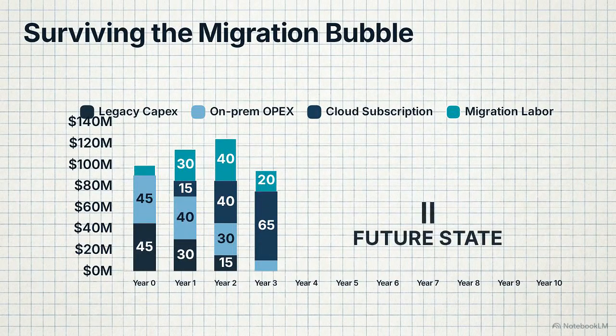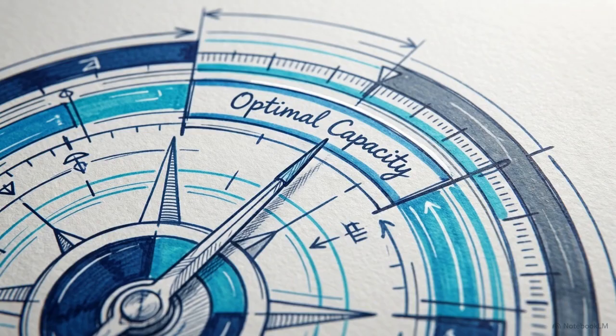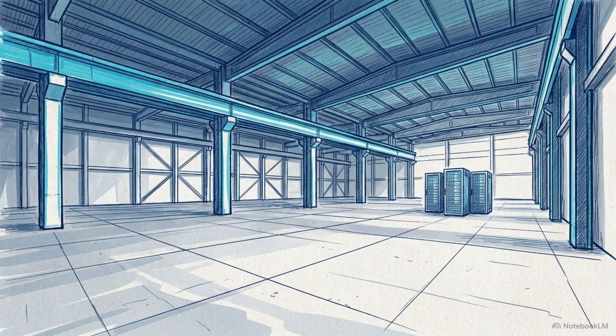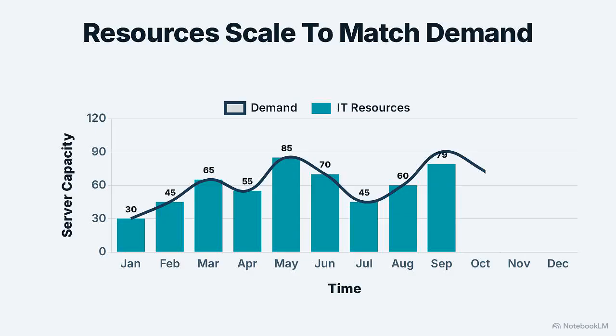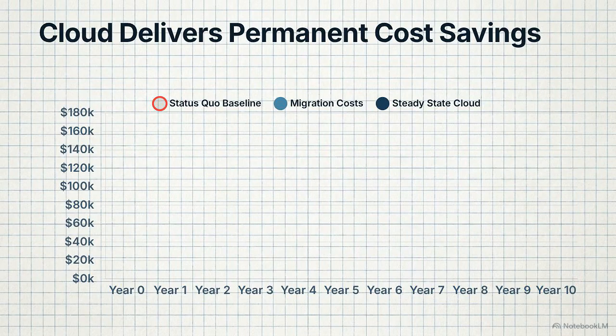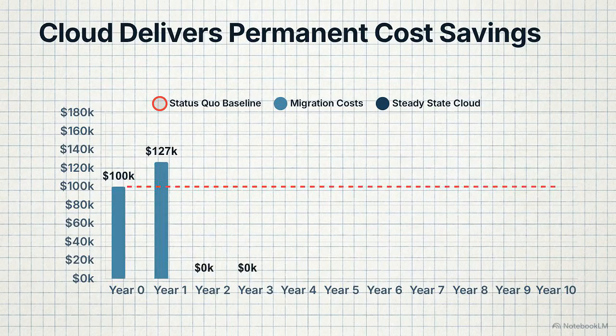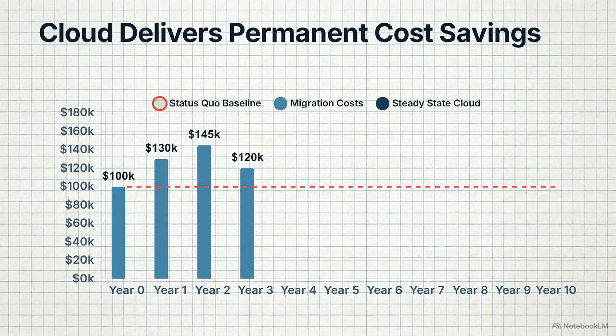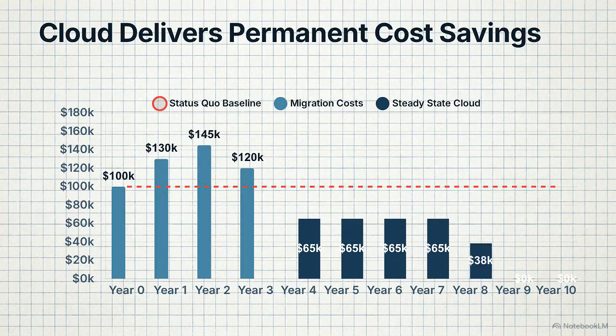So, what happens from year 4 onward, once the migration labor is finished and the legacy hardware is completely retired? The cloud allows for a specific operational approach called a match strategy. Instead of over-purchasing server capacity in advance to handle theoretical peak loads, you add or remove IT resources in very small increments, exactly as demand fluctuates. Because you are strictly paying for the capacity you use, the new steady-state cloud costs level out. As the timeline continues, the total expense drops and stays significantly below the old on-premises baseline.